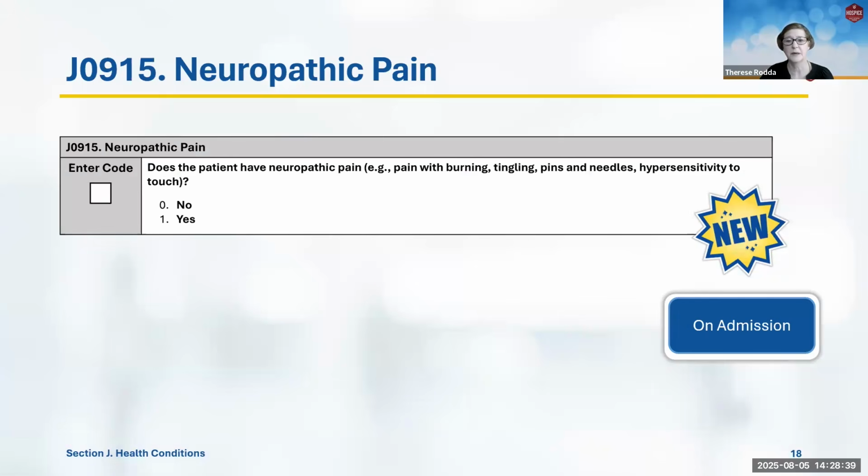The last item in the pain series is new for HOPE. It's J0915, neuropathic pain. It is also collected at admission. This item asks if the patient complains of pain or describes their pain with characteristics of neuropathic pain, like burning, tingling, pins and needles, or hypersensitivity.